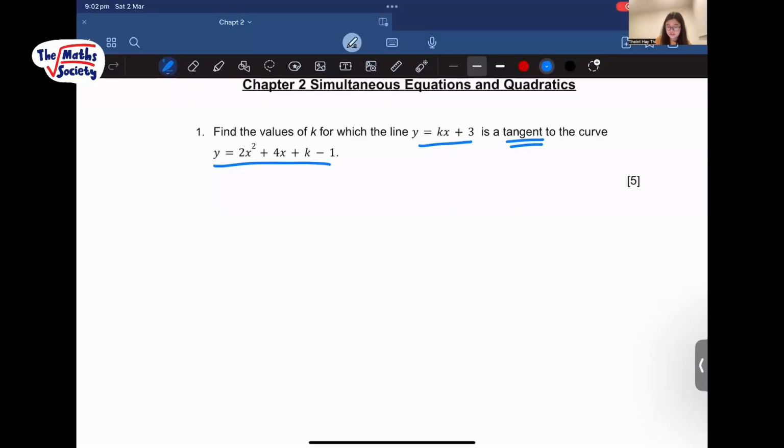Yep, so now let's get into it. So this first question asks for where it is a tangent to the curve. So we have to equate it first, which is kx plus 3 equals 2x squared plus 4x plus k minus 1. So 2x squared plus 4x minus kx plus k minus 1 minus 3 will be equal to 0.